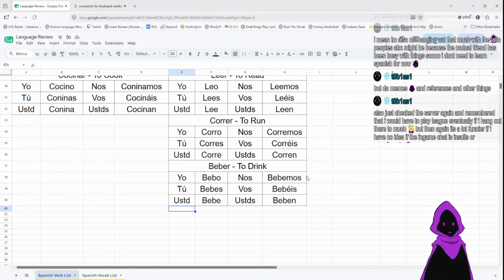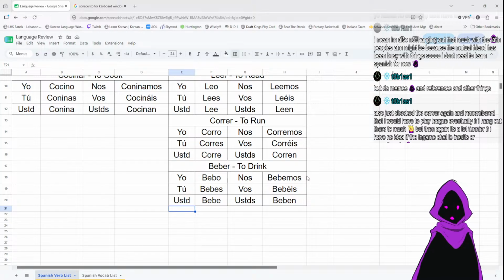Also, just check the server again and remember that I would have to play League eventually if I hang out there so much. But then again, it's a lot funnier if I have no idea if the in-game chat is insults or compliments. Honestly, it is a lot of fun when you don't know the language and you just bullshit with them. But when you do know the language, you can make it a lot funnier too, where you could also pretend you don't know it. And then you could be like, oh, this insult XYZ, you're saying like, I look pretty or something. And you can do some funny shit like that.